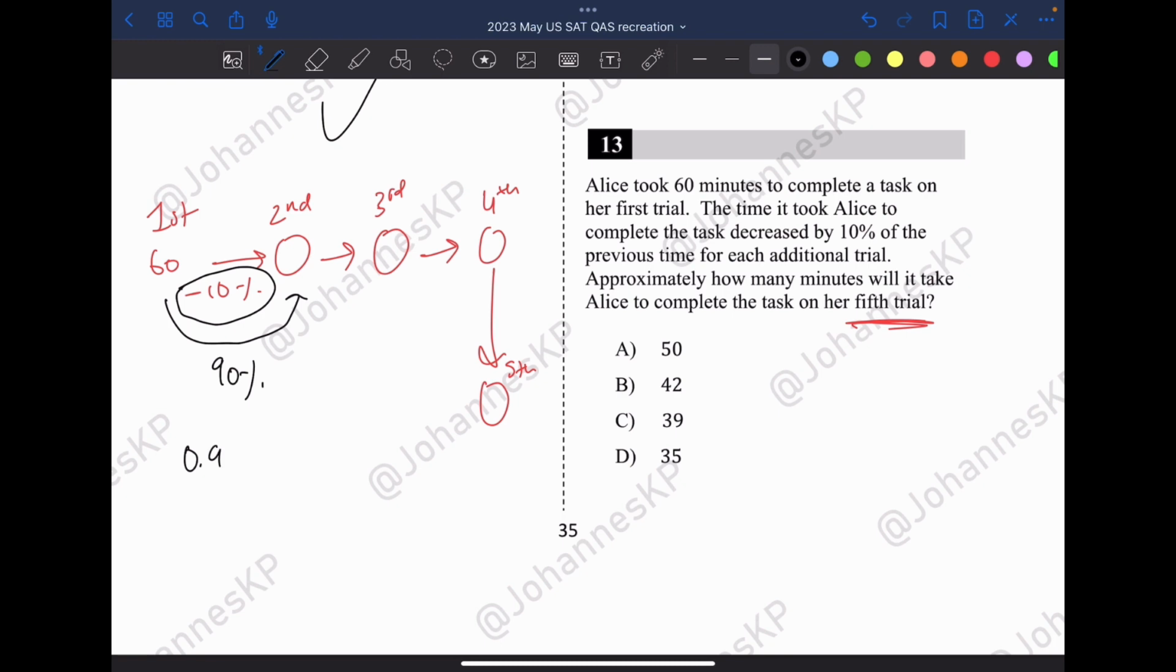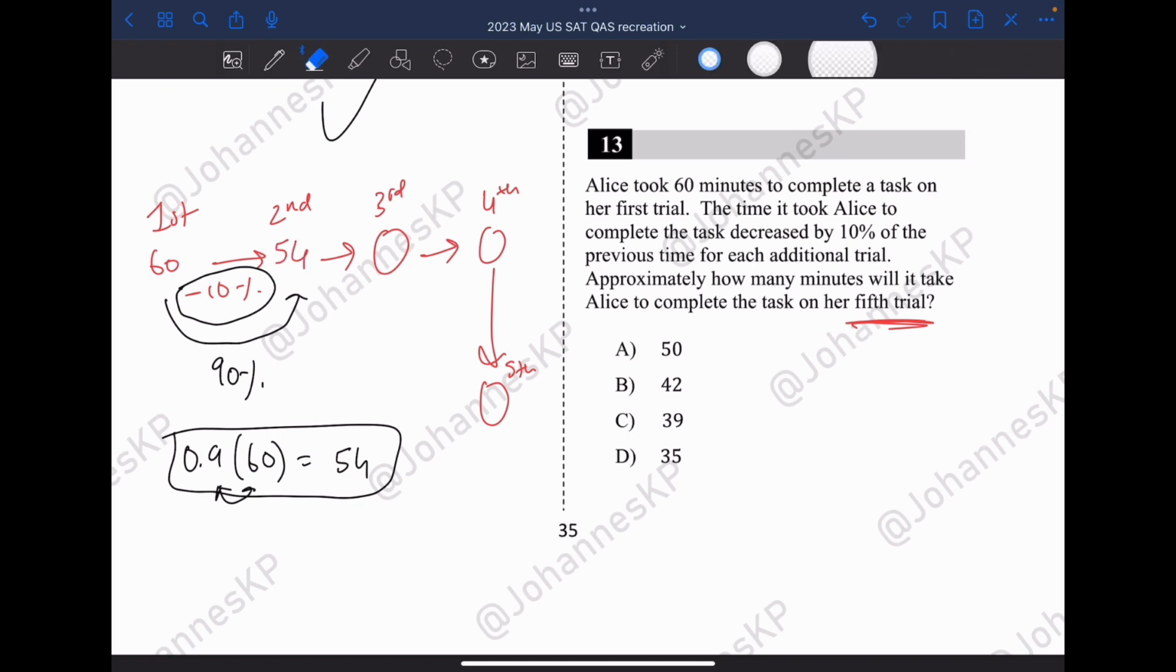So 0.9 times 60. Okay, this first one is easy to do mentally, but 9 times 6 is 54. And then if you add a 0, it becomes 540. But then we take away a 0 because this is 0.9, so it becomes 54 again. So this is 54 for her second trial. So I'm going to write it here. Second trial took 54.